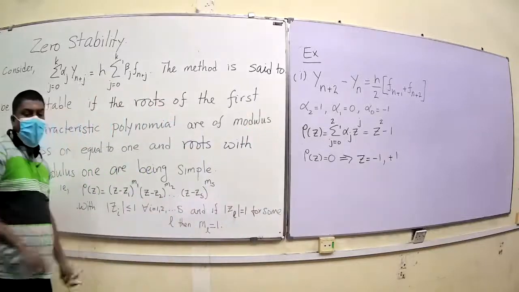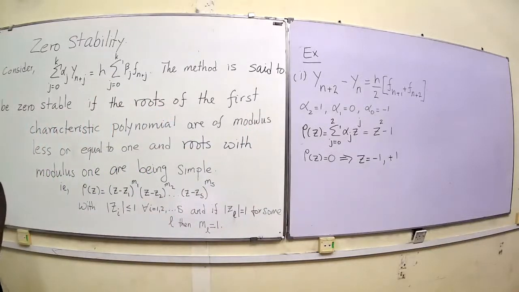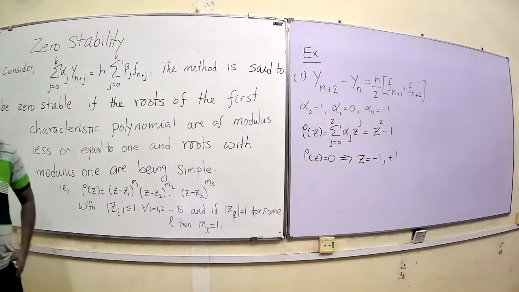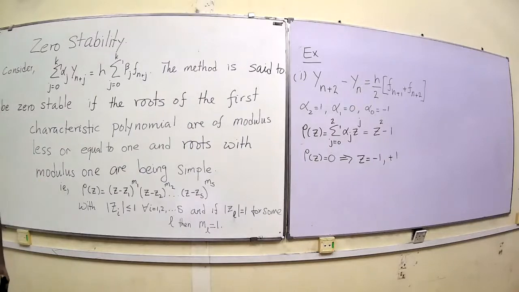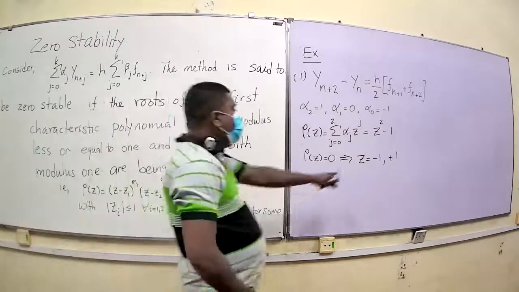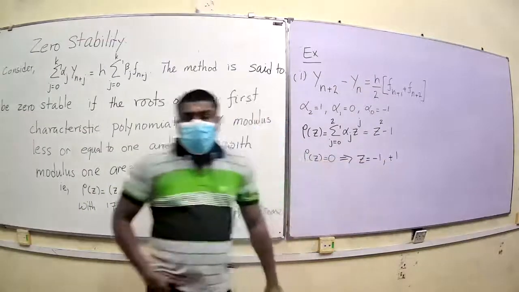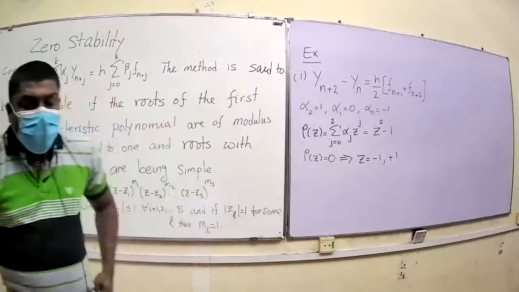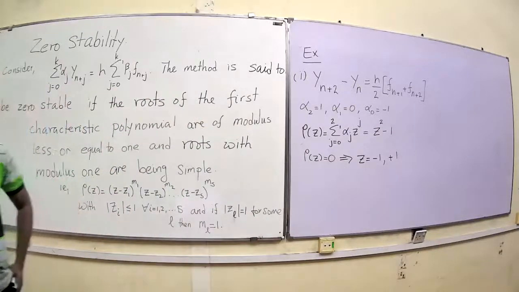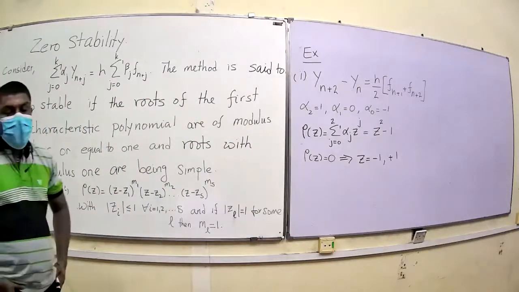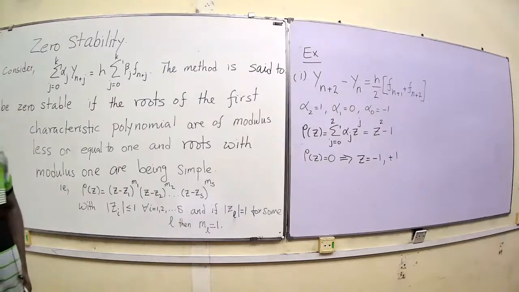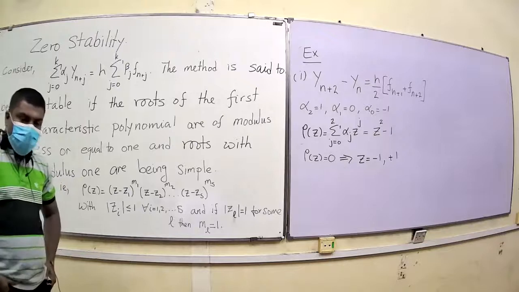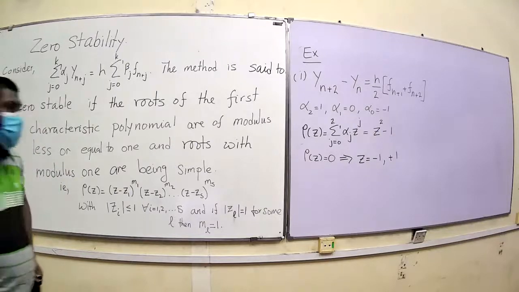Because z squared minus 1 is equal to 0 is z minus 1 into z plus 1 is 0. So z is plus 1 and minus 1. So clearly both of them are of absolute value less or equal to 1. One of them is plus 1 and one of them is minus 1. So both of them are of modulus less or equal to 1.